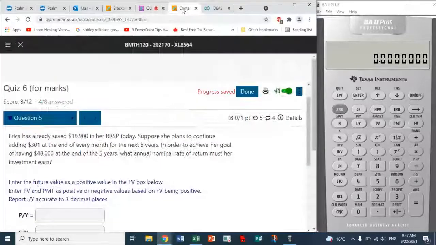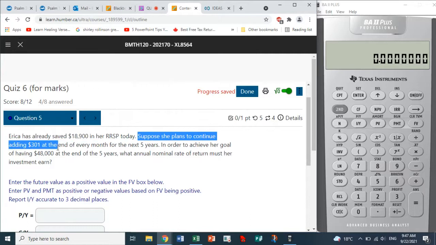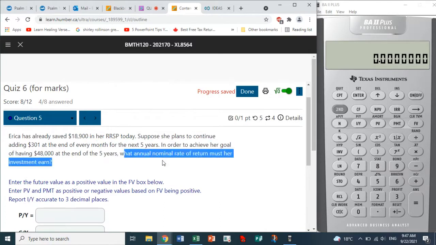Okay, let's start quiz 6, question 5. Erica has already saved $18,900 in her RSP today. Suppose she plans to continue adding $301 at the end of every month for the next 5 years. In order to achieve her goal of having $48,000 at the end of 5 years, what annual nominal rate of return must her investment earn?